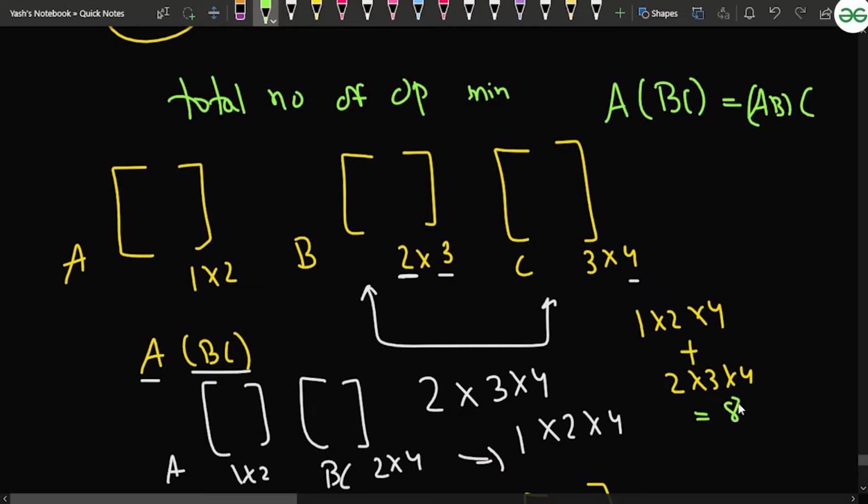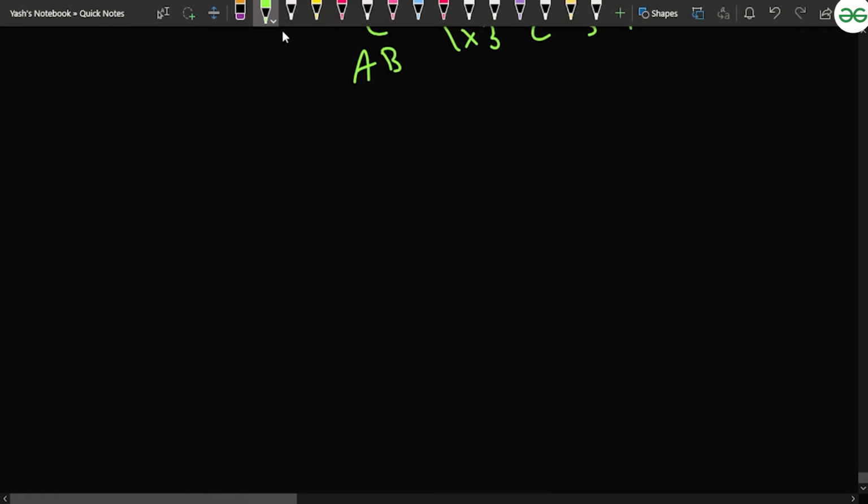This was 8 plus 12 into 2, that was 24, so total 32 operations I was taking. So you can see that I am getting some lesser operations there. So my task will be to minimize the number of operations that I am doing. And how can we do it?